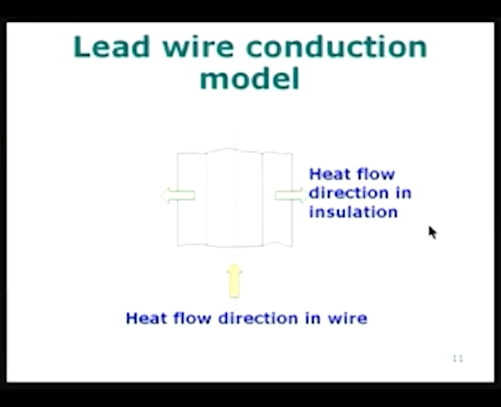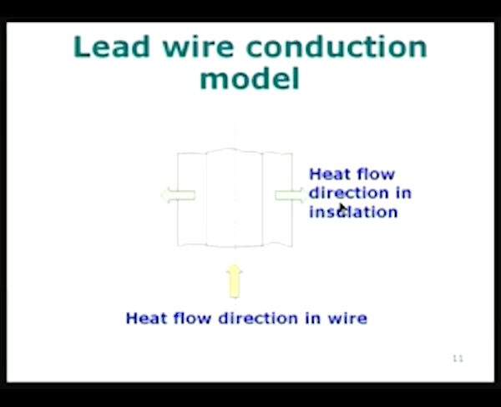The second part to this model is the heat transfer model. So, the assumption we are going to make as far as the lead wire conduction model is concerned is that, now I have written a longitudinal cross section of the wire. So, I have a wire in the middle, a solid cylinder here surrounded by an insulation layer. So, the second assumption I will make is that the heat transfer in the wire is in the axial direction, while the heat flow in the insulation which is surrounding it is in the radial direction.